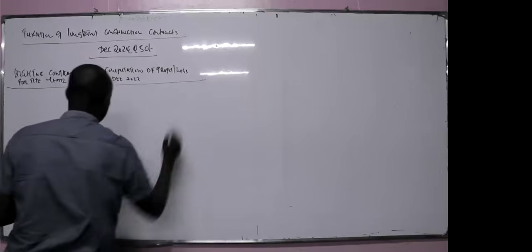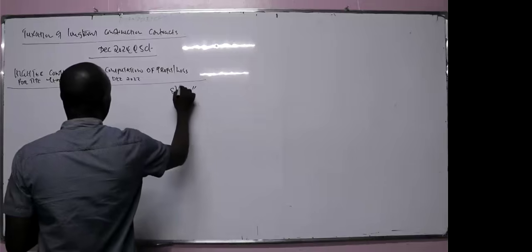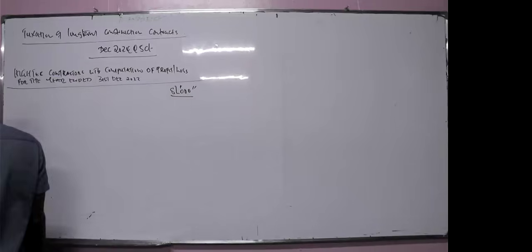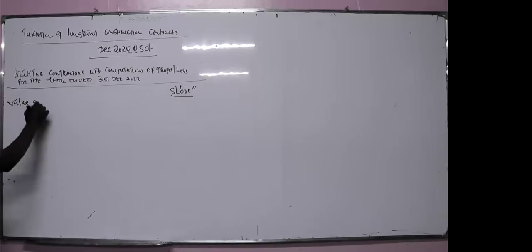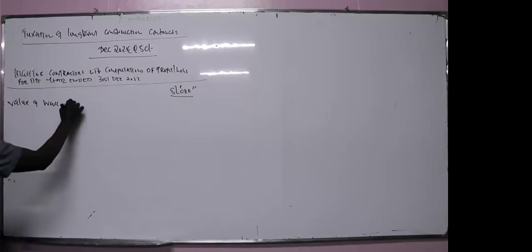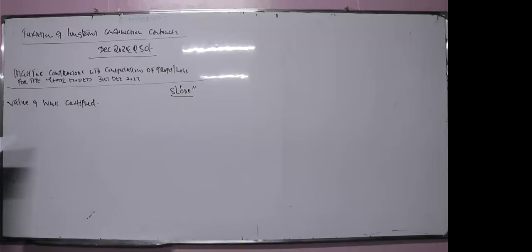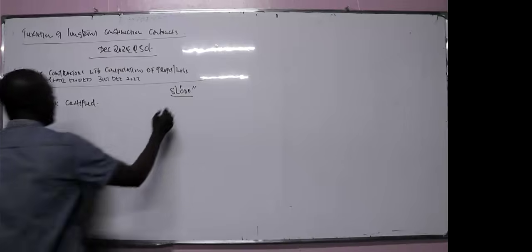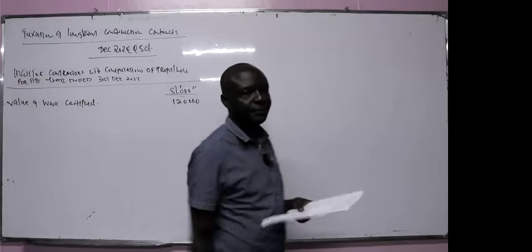2023. So we said value of work certified is considered as sales. So write your shillings in thousands. Value of work certified is 120,000. Can everybody see that amount?